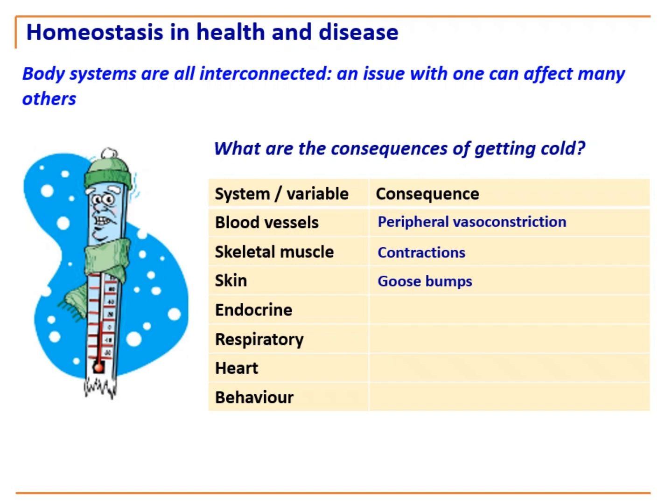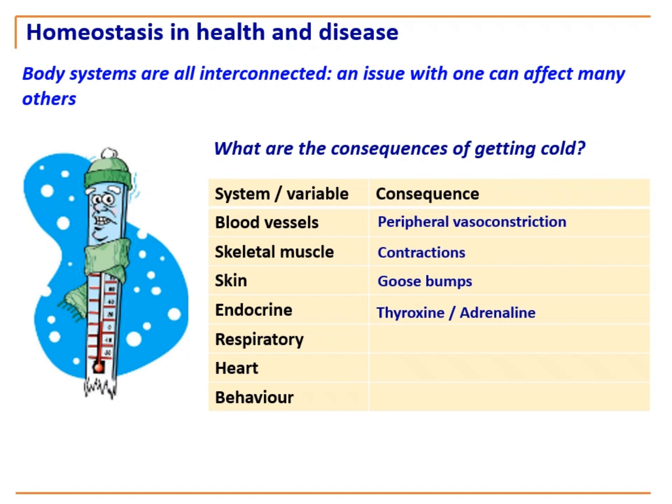Endocrine system. So of course, this is where thyroxine and adrenaline kick in. So if you're really cold, adrenaline kicks in, which increases your heart rate, etc. And thyroxine is released, which controls your metabolic rate. And if you increase your metabolic rate, you increase the amount of heat that you produce.